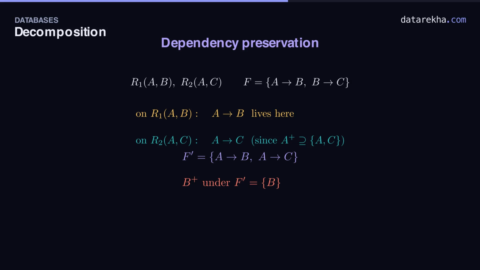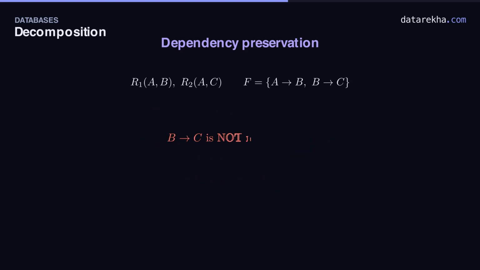Check the closure of B under the pool. The closure of B is just B. No rule in the pool has B on the left, so C never comes in. B gives C is lost. This split is lossless, yet not dependency preserving. To enforce B gives C, you'd have to rejoin the tables every single time. Exactly what we wanted to avoid.